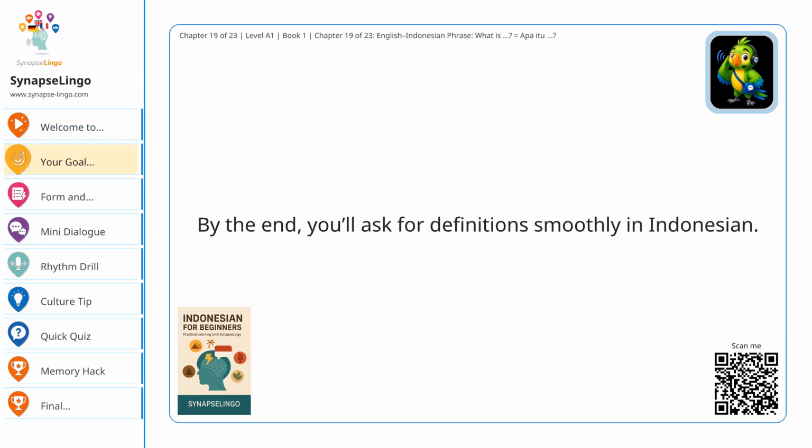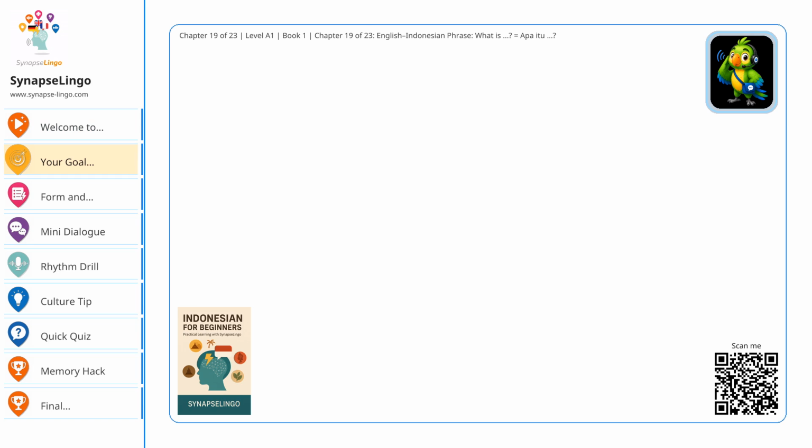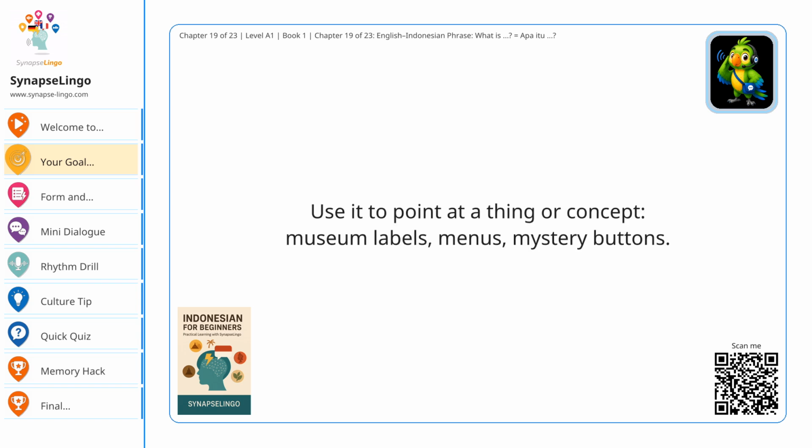Your goal today: by the end, you'll ask for definitions smoothly in Indonesian. Target phrase: "Apa itu?" equals "what is." Use it to point at a thing or concept, museum labels, menus, mystery buttons.